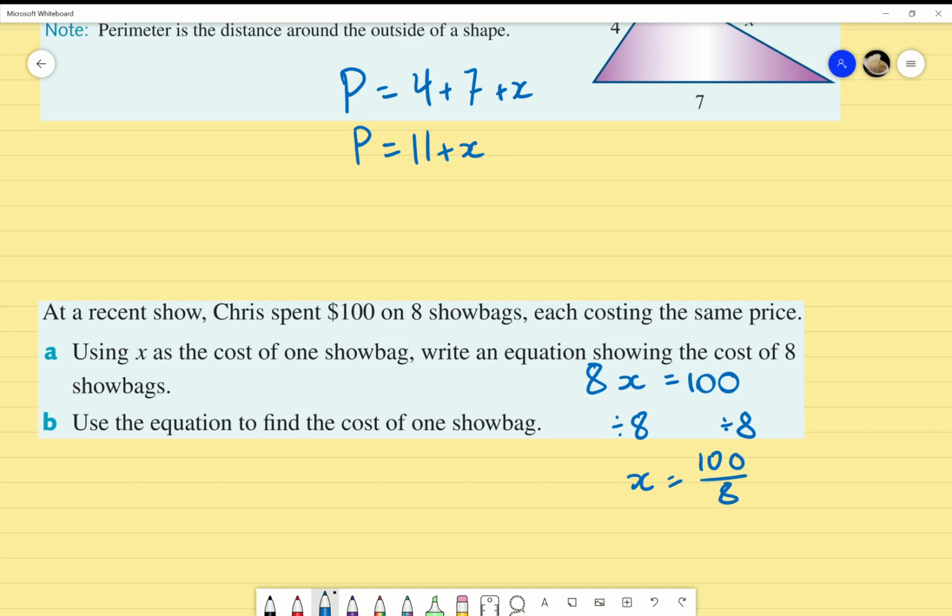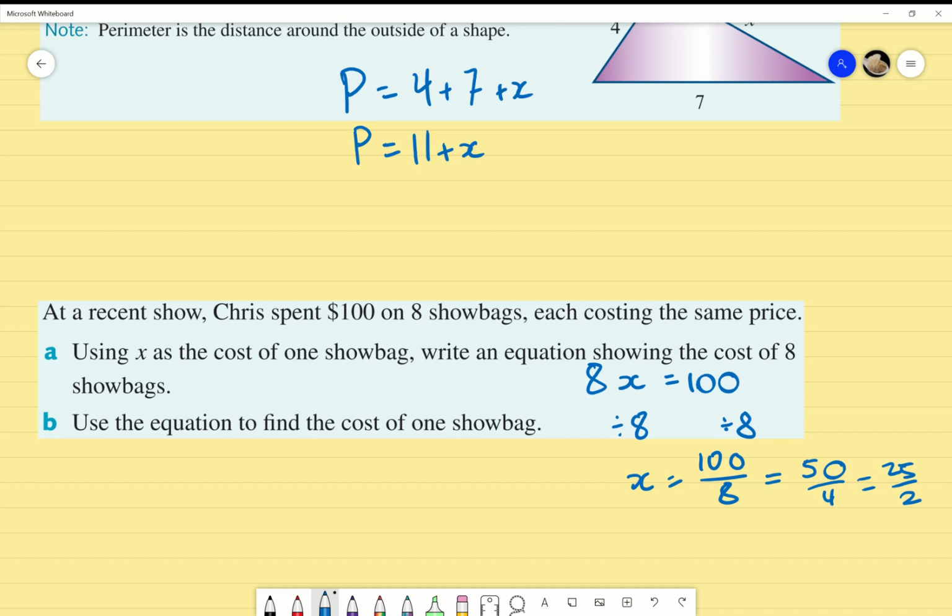Can that be simplified? Yes? What can we simplify to? You can do 50 over 4. Good. Halve both sides. Can that be simplified again? 25 over 2. Good. Can we change that to a decimal, just because it's money? Might as well. 12.5.